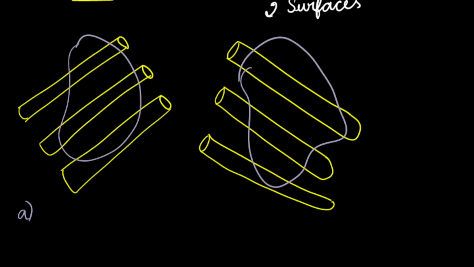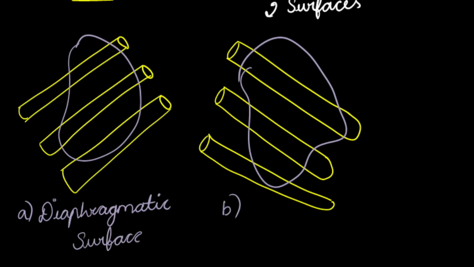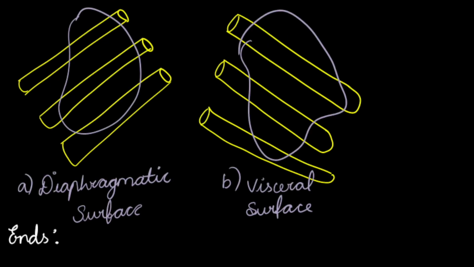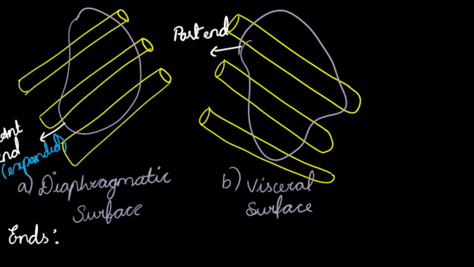So this image is representing the position of the spleen in relation to the left 9th to 11th ribs from the diaphragmatic surface. And this second image is representing the visceral surface of the spleen. It's nothing but the diaphragmatic surface indicating the outer surface and the visceral surface indicating the inner surface. So first, regarding the ends of the spleen, we have the anterior end and posterior end. And this one is the posterior end. This anterior end is expanded and this posterior end is rounded.